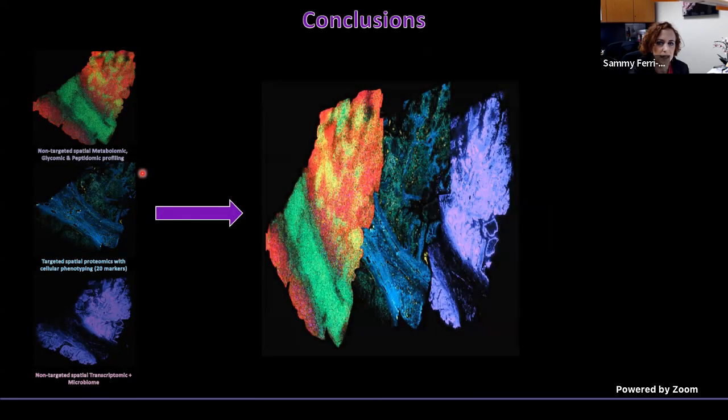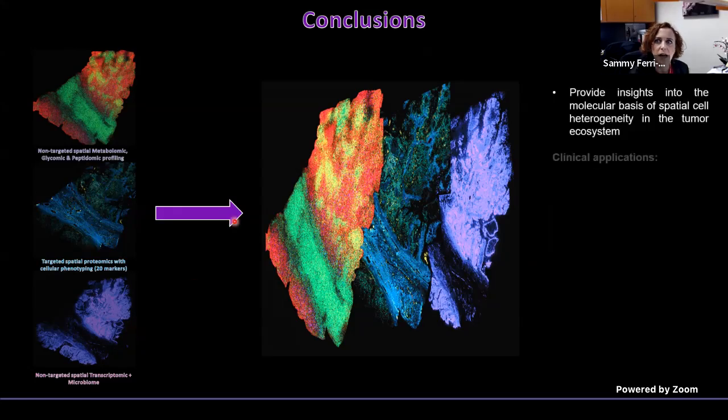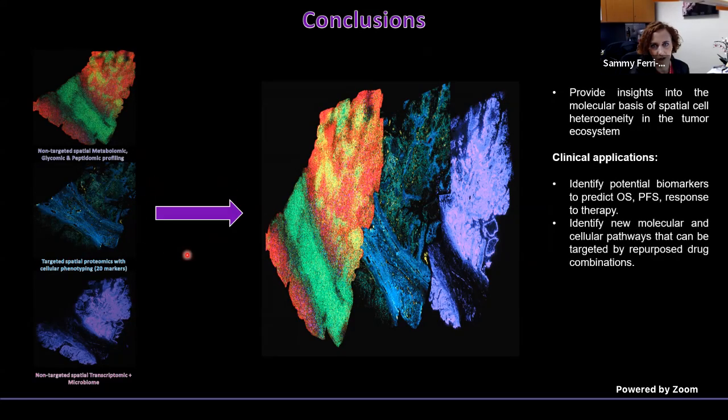So basically, to summarize, we utilize 3 different approaches, and that allows you to use only 3 different tissue sections. In our case, yes, we also performed the 3D stacking, but even if you just have 3 tissue sections, you can basically gain information from 6 different analytes, and this is the higher level of information that you can gain from only 3 different tissue sections. So in our experience, this approach could provide insights into the molecular basis of spatial cell heterogeneity in the tumor ecosystem.